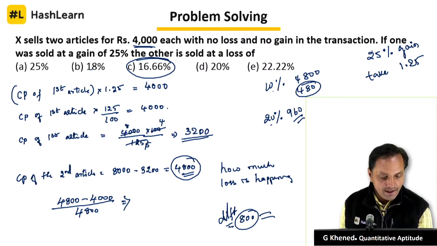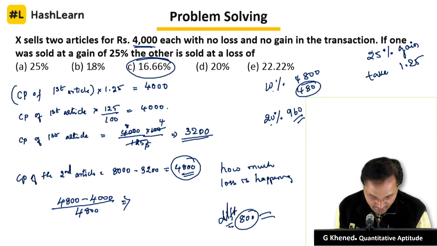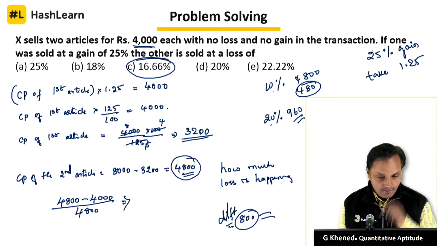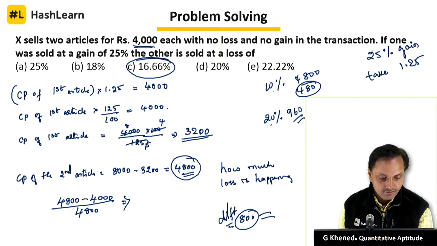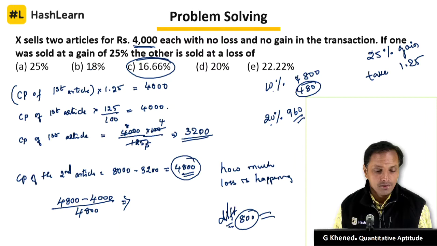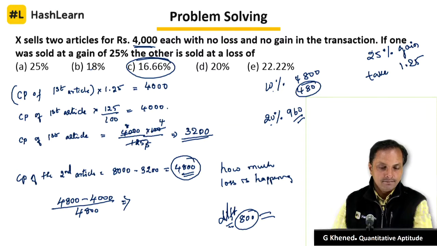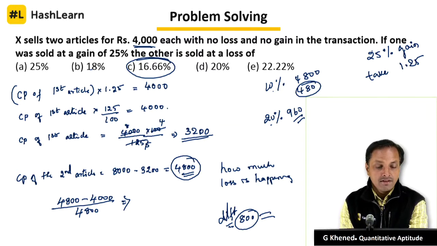So 4,800 minus 4,000 by 4,800, if you do it, you will get 0.166 into 100. If you do, your option will be 16%, that is your option C. Means he is selling at a loss.